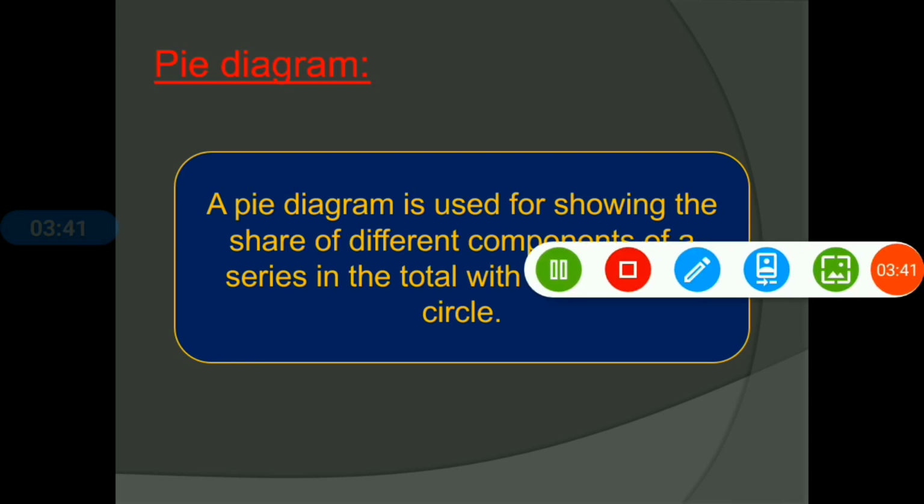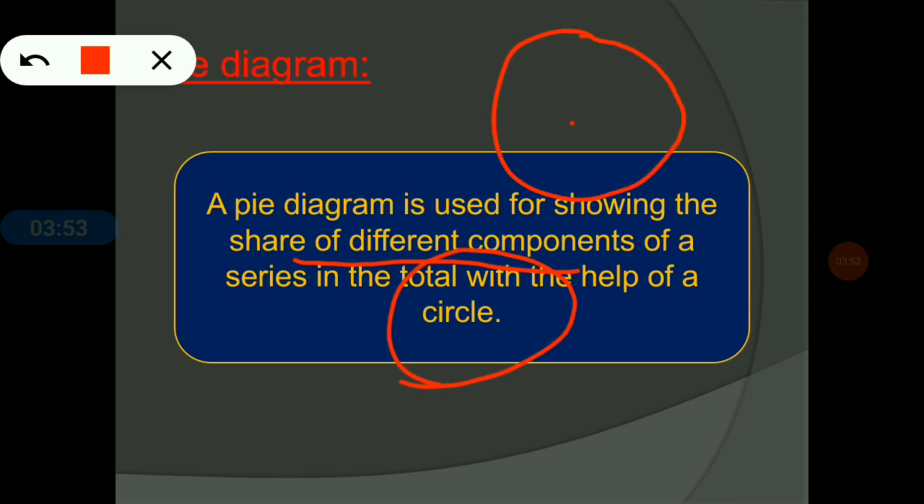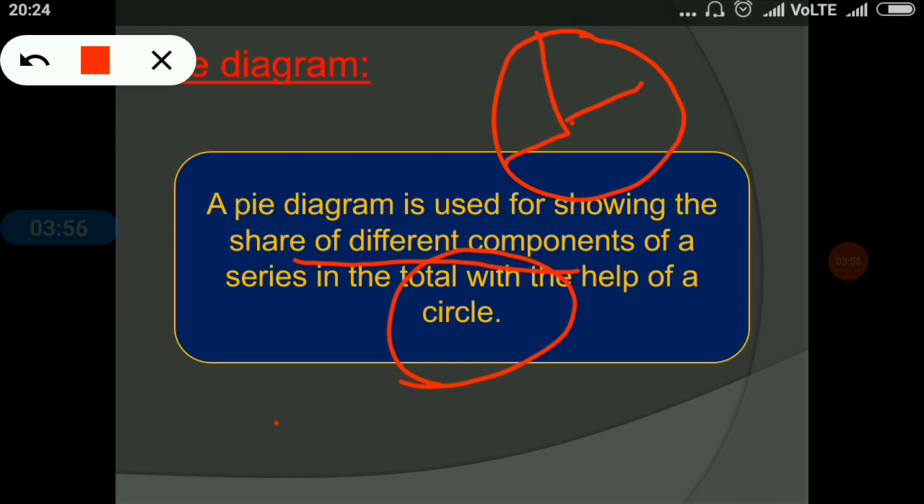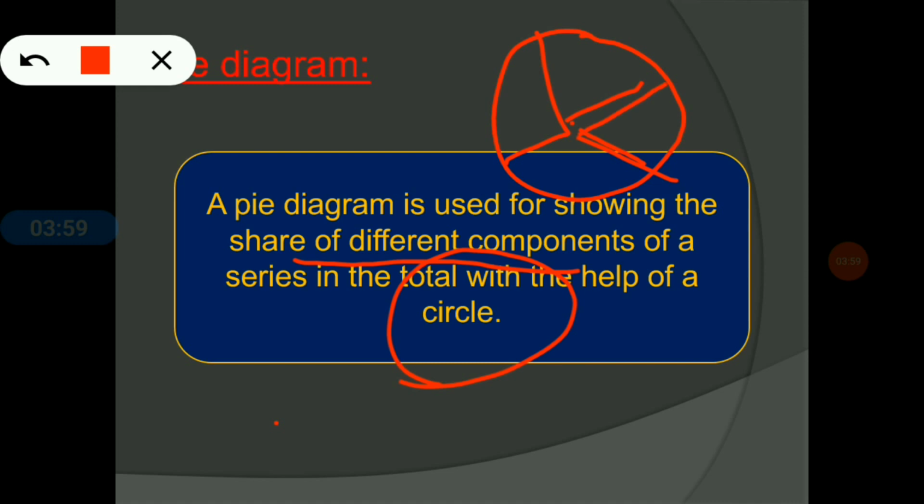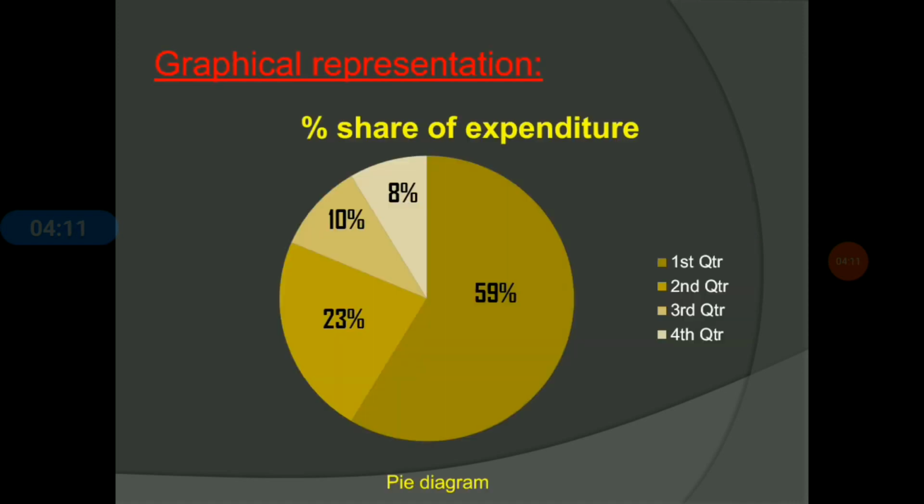That is the pie diagram. A pie diagram is used for showing the share of different components of a particular series in the total with the help of a circle. So this is basically a pie diagram, diagrammatically. Now move on to the next slide, where we can see the diagrammatic representation of the pie diagram. Here you can see properly the different shades of yellow indicate the different percentage share of expenditure in different zones.